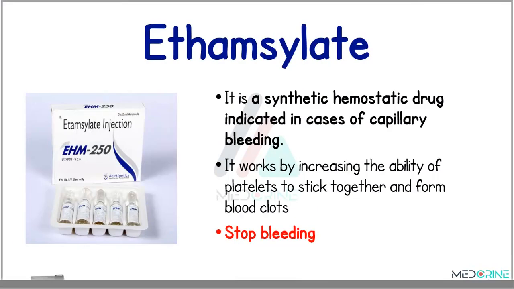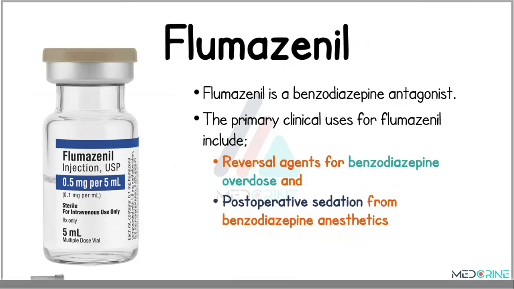We have ethamsylate or tranexamic acid. This is a synthetic hemostatic drug that we use in case of capillary bleeding. It works by increasing the ability of the platelets to stick together and form a blood clot so that we can stop bleeding. Then we have flumazenil. This is a benzodiazepine antagonist that we use in reversing benzodiazepine overdose, in postoperative sedation from benzodiazepine anesthetics.